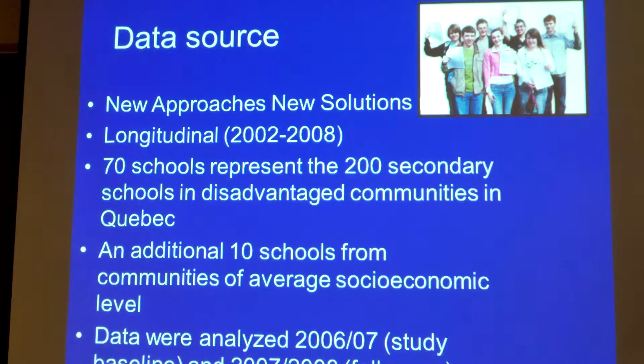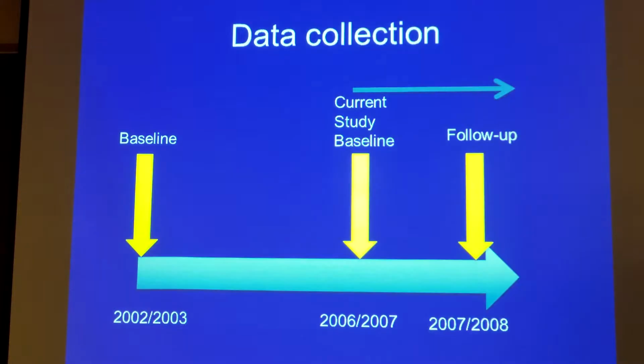The data comes from the New Approaches, New Solutions data set. It's longitudinal data. We started following them in 2002 to 2008. Seventy schools that represented 200 secondary schools in disadvantaged communities in Quebec were included in the study. An additional 10 schools from communities of average socioeconomic size were also included. However, because physical activity was only measured at 2 time points, in the last 2 years, 2006 and 2007, for this study I only include those last 2 years.